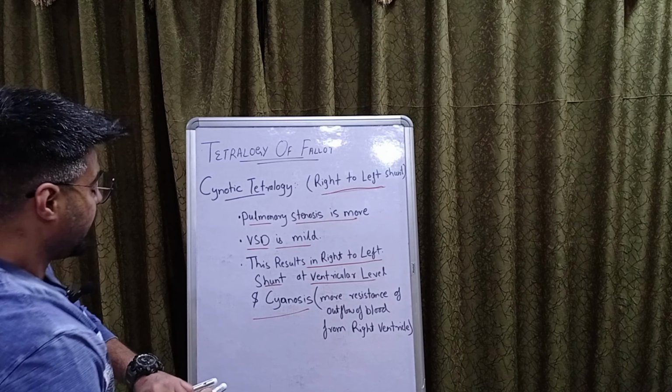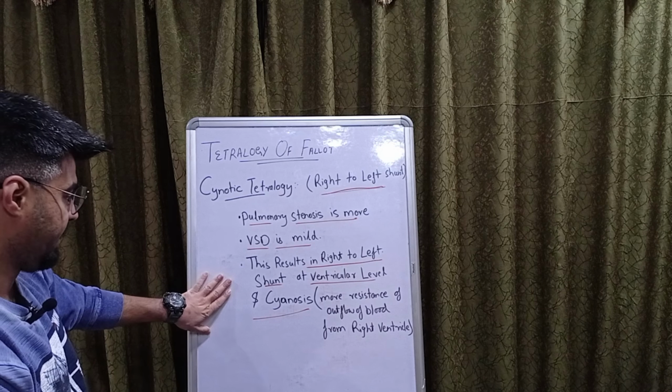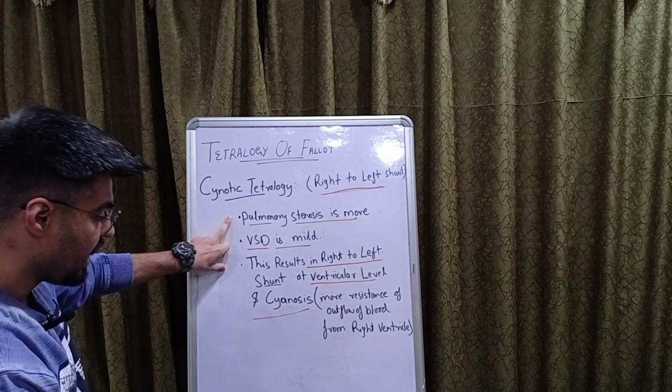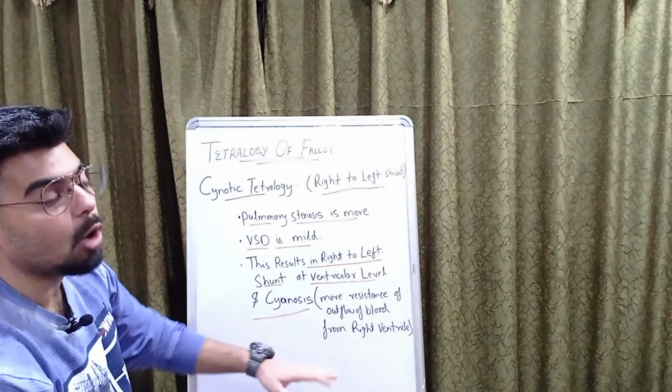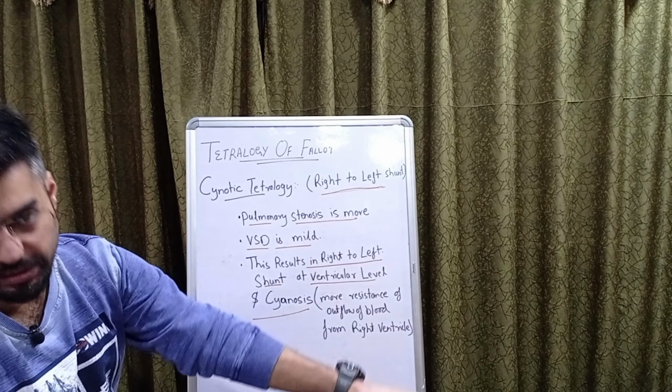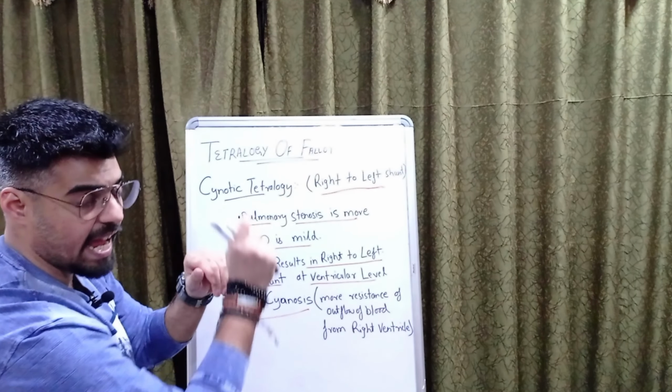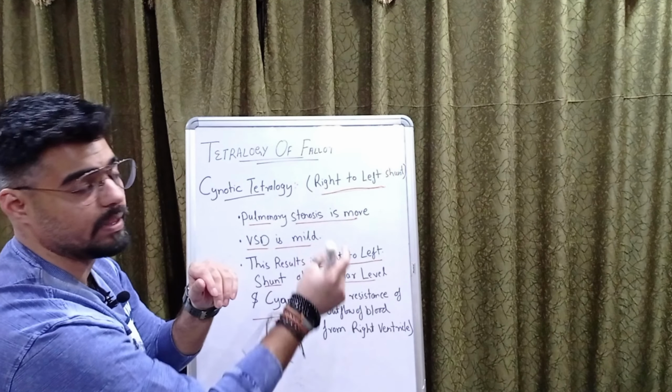Now what happens here? Once VSD is mild and pulmonary stenosis is more, there will be more resistance to the outflow of blood from the right ventricle. That is why it will lead to right to left shunt, and cyanosis will be there.